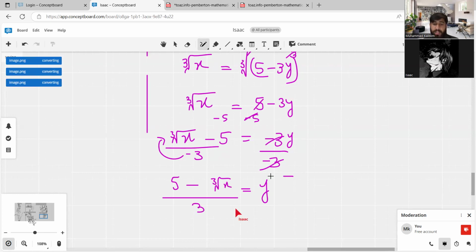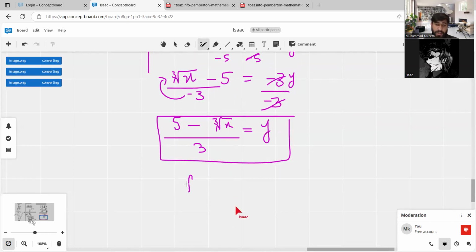Does this make sense, Isaac, for you? Yes, it does. This is the f inverse of x. 5 minus cube root of x, over 3. That's it. This is our answer.